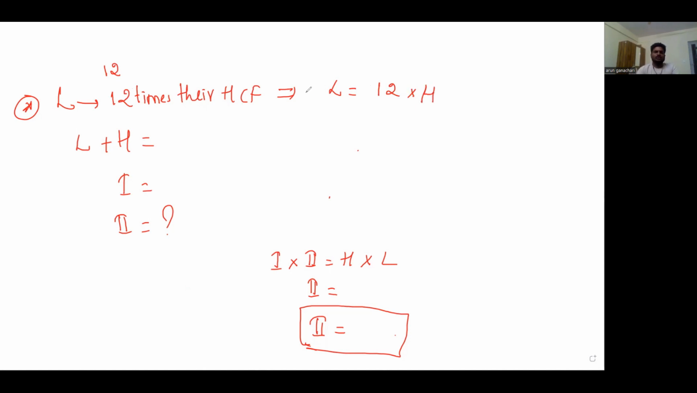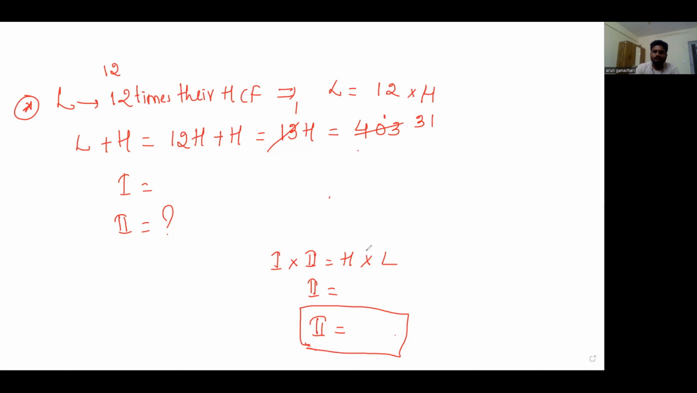12 into H. LCM was given as 12H plus H. So it will be 13H. And they have given the sum as 403. So 13 ones are 13, it has to cancel. 13 threes are 39, we are left with 1. So it will become 13 ones are, 1 is the remainder.